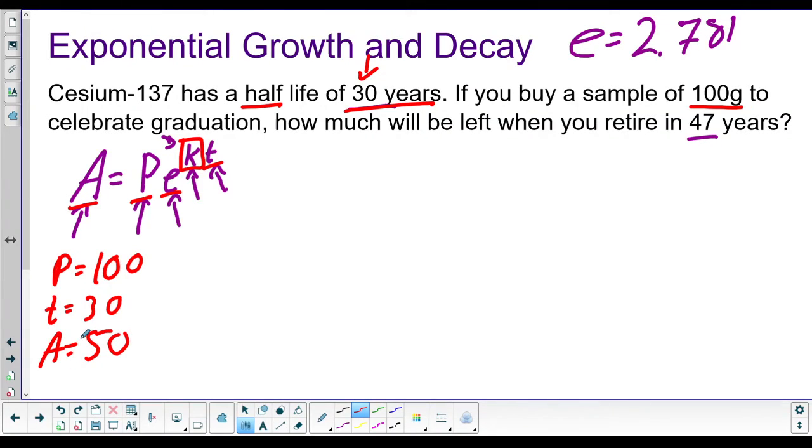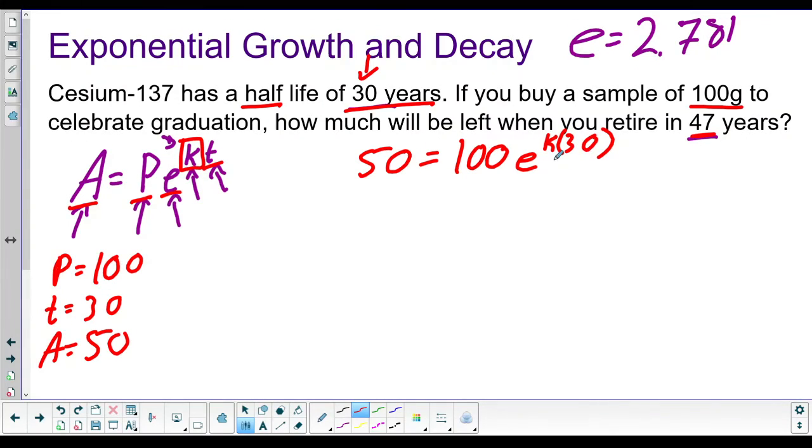So what we're doing here is we're going to plug these three numbers in to get k, and that just calibrates our equation so that we can plug in whatever numbers we want to get ending amounts for any time, specifically that 47. But we have to calibrate the equation first by getting that specific k value. So let's plug these in. So we have 50 = 100e^(k·30).